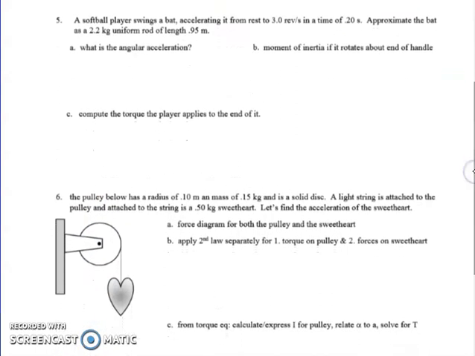All right. Lastly, softball player. So we got revolutions per second. You got to go to radians per second. Okay, and we are treating the bat as a uniform rod. So that tells you you got to look up I for that.